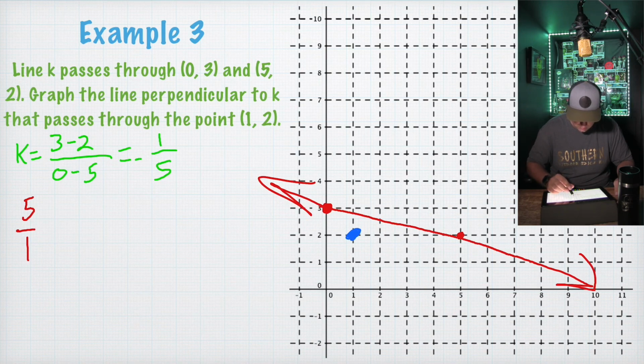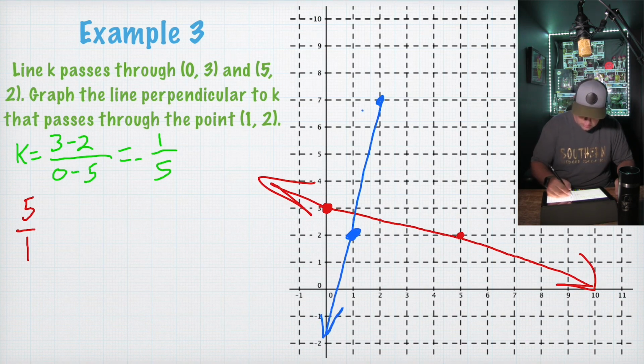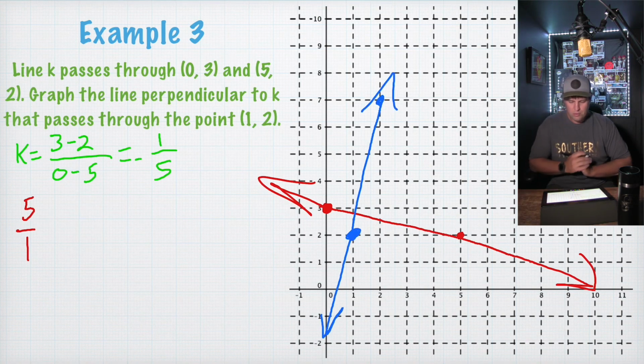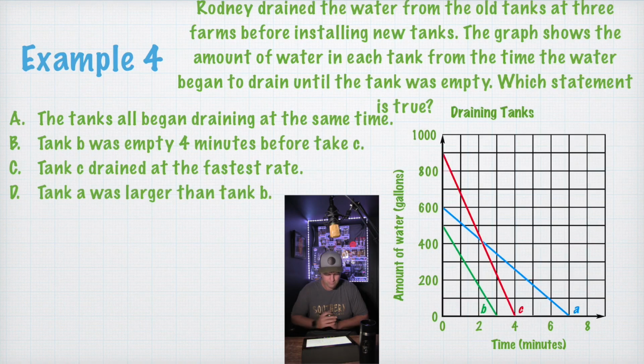1, 2, 3, 4, 5 over 1. Okay, and connect those 2 points. And the blue line is going to be perpendicular to the red line. Hope that makes sense how we did that. If not, watch it again, and let's keep going.